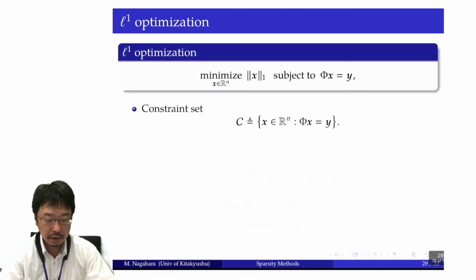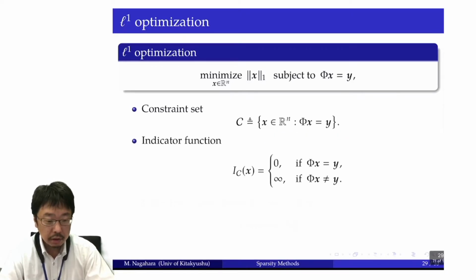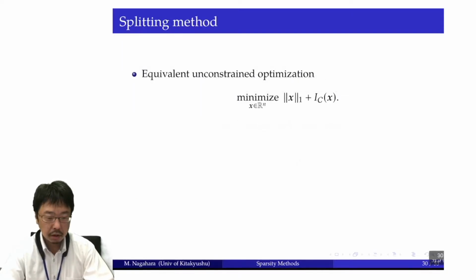Let's rewrite the optimization program using the indicator function. Define the constraint set C, a hyperplane in R^n defined by phi x = y. Then introduce the indicator function on the set C. The L1 optimization program is then equivalently rewritten as an unconstrained optimization like this. Now we have unconstrained optimization.